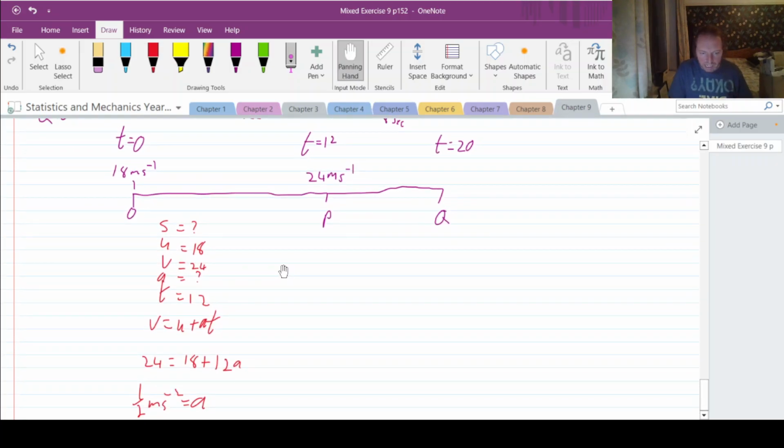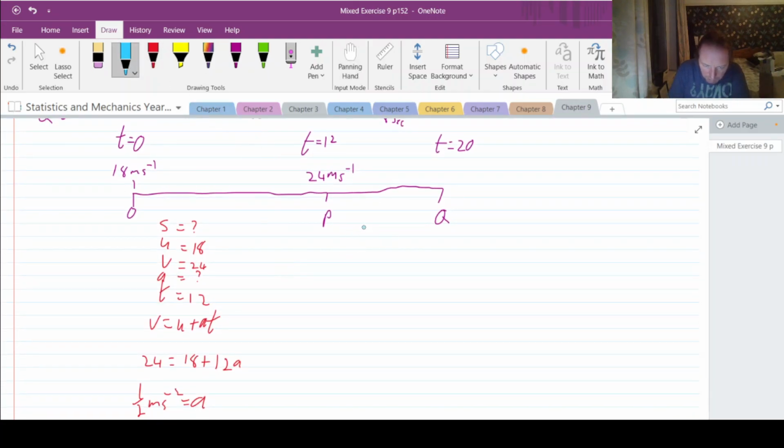We can then use that for this little bit up here and do SUVAT again. We don't know the distance. The initial speed was 24. We don't know the final velocity. The acceleration is a half and the time is 8 seconds. We're doing all of this because we want to know the speed of the train, so we're looking for v.